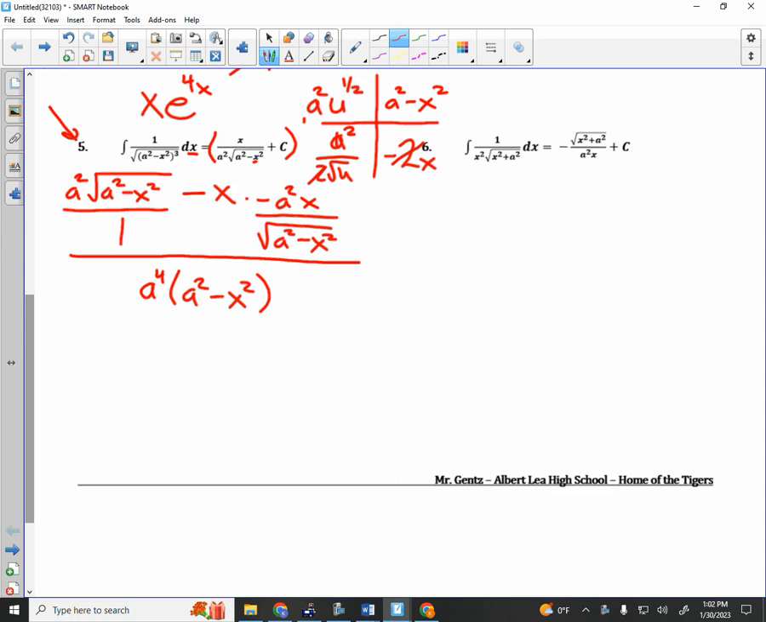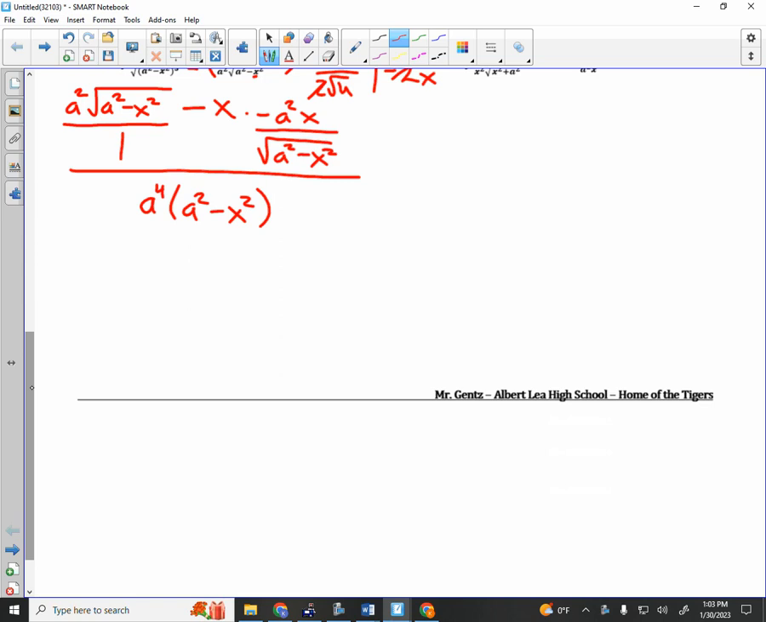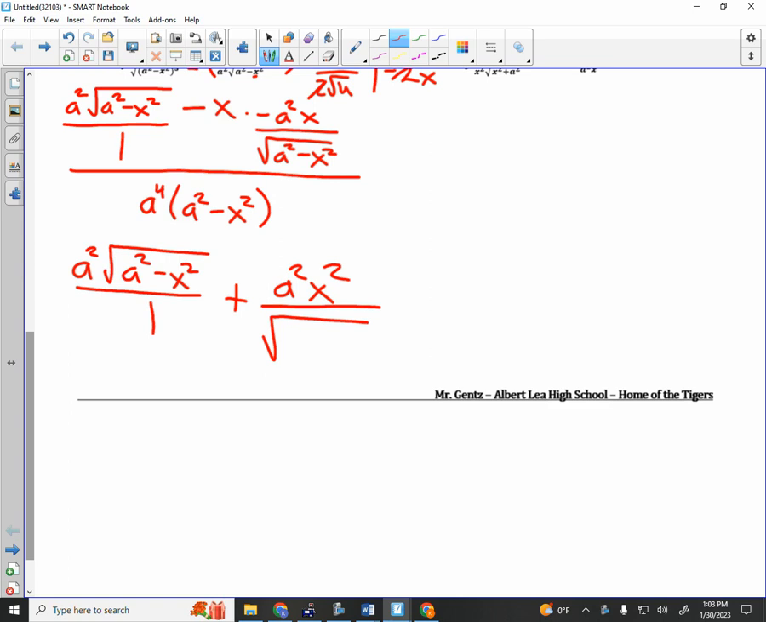Notice now we have a complex fraction. That's pretty tough right there. We'll make good use of it. I have a squared times the square root of a squared minus x squared over 1. Is it going to be a plus or a minus? Plus what? A squared x squared over, very good. And that is all over a to the fourth times a squared minus x squared.